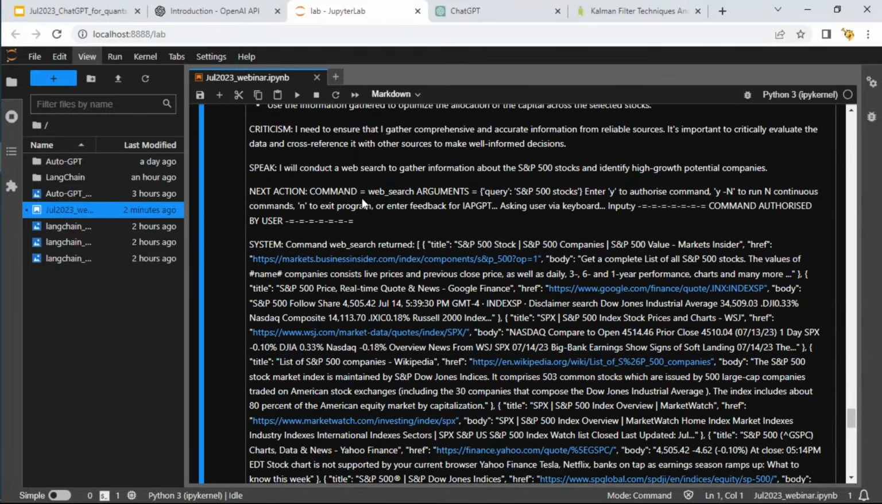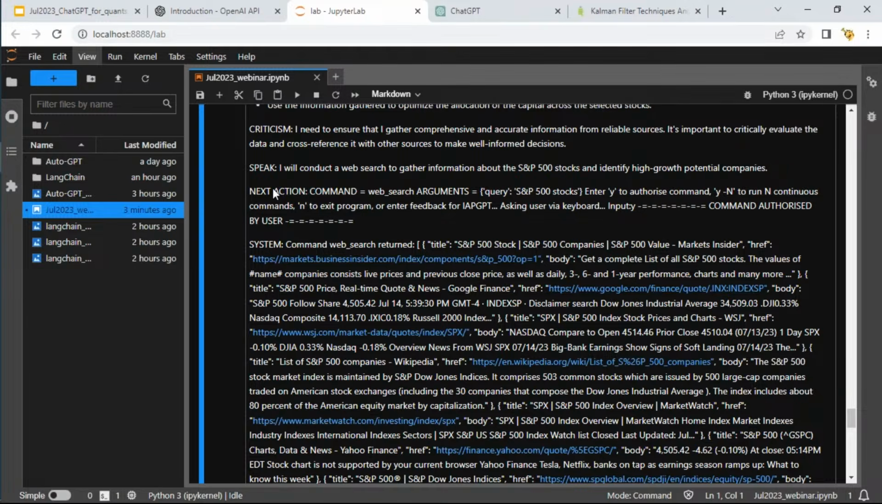And after it does all that, it will ask me. The next action that it wants to do is web search, which is query is S&P 500 stocks. I need to enter Y if I want to authorize it. If I want to give Y for multiple commands, I can even say Y 3 times or 4 times. Or I can give it feedback saying you're not on the right path.